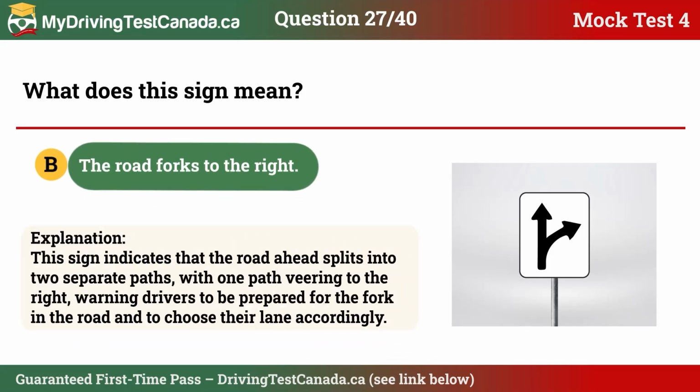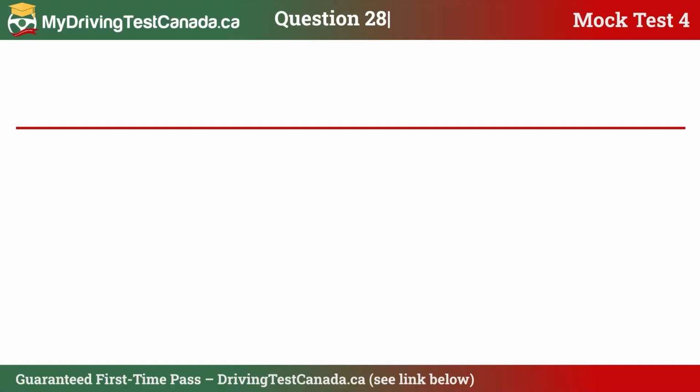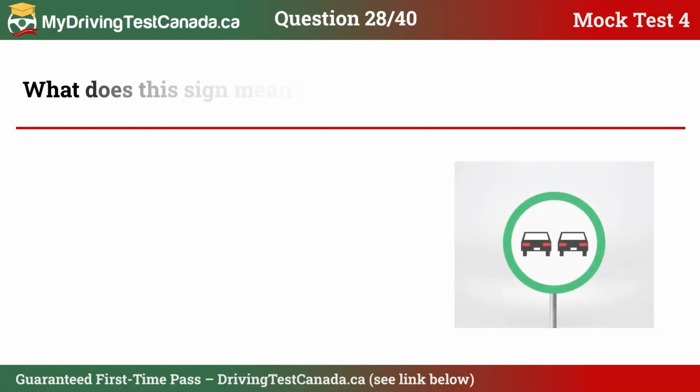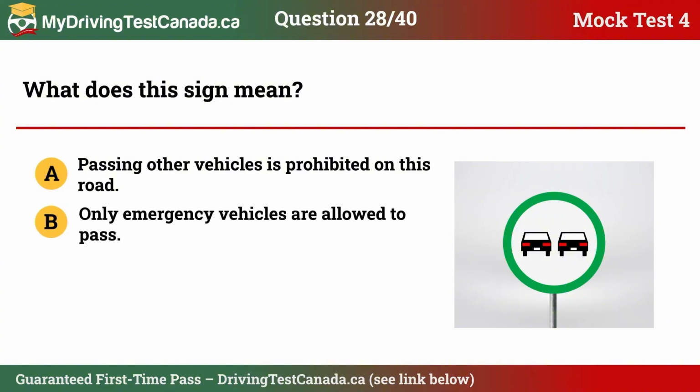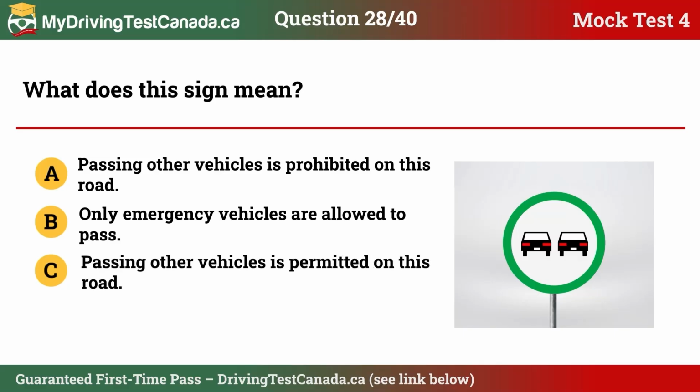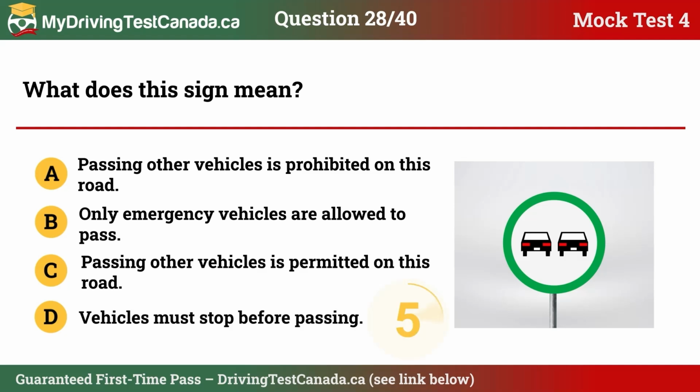Explanation: this sign indicates that the road ahead splits into two separate paths, with one path veering to the right, warning drivers to be prepared for the fork in the road and to choose their lane accordingly. Question 28. What does this sign mean? A. Passing other vehicles is prohibited on this road. B. Only emergency vehicles are allowed to pass. C. Passing other vehicles is permitted on this road. D. Vehicles must stop before passing.